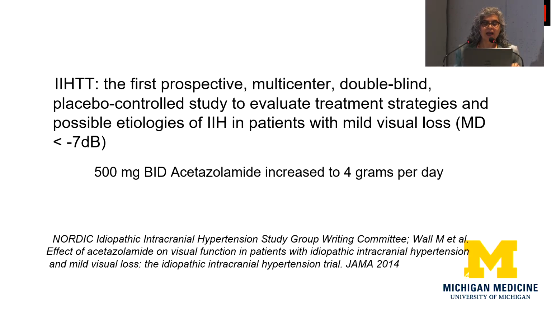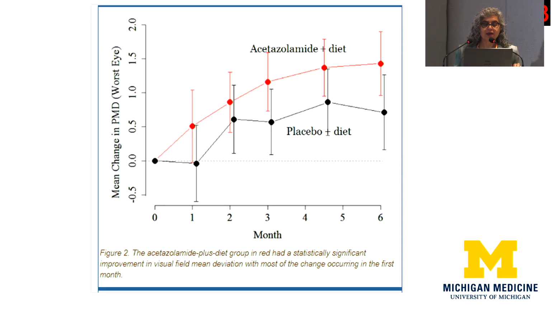Remember that the inclusion criteria were limited to patients with mild visual field defects, so the mean deviation was less than -7 decibels. What they showed was they started patients on 500 mg BID acetazolamide, and this was increased to 4 grams per day. As you can see, the x-axis has the months from onset of treatment, and the y-axis has the mean change in the perimetric mean deviation, which is how the visual field improved.